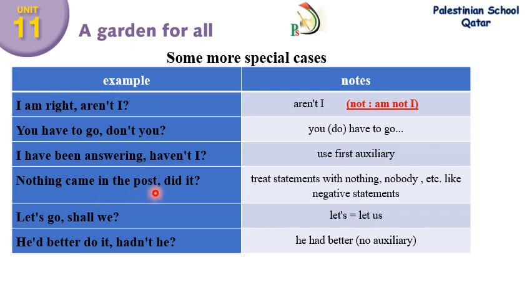Nothing came in the past, did it? Treat a statement with nothing, nobody, etc. like negative statements. Nothing came in the past, did it? Let's go. Shall we? Let's. Here, let us, let's. He had better do it, hadn't he? He had better. No auxiliary. Yes, let's go to complete.